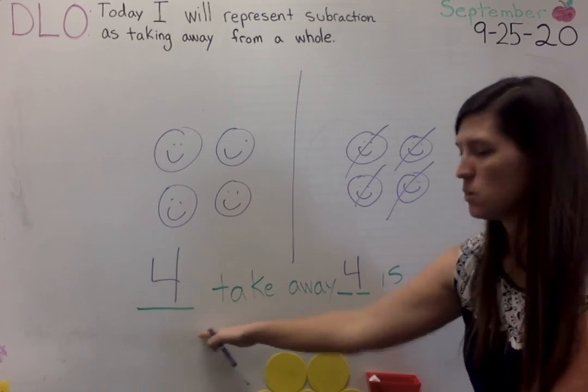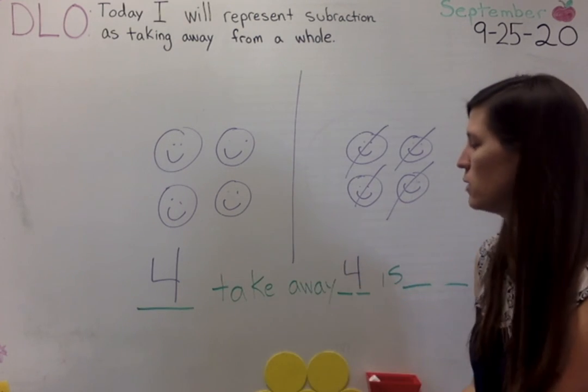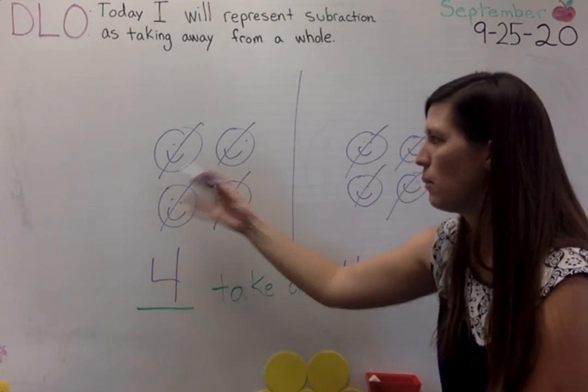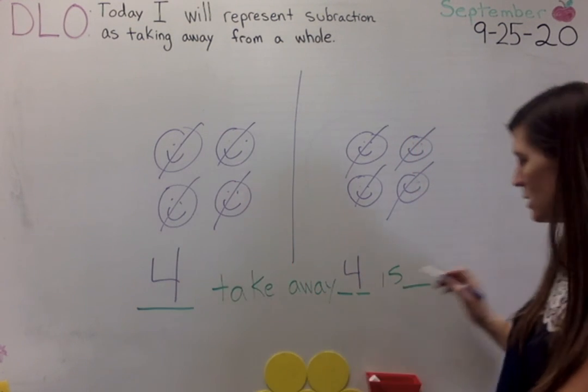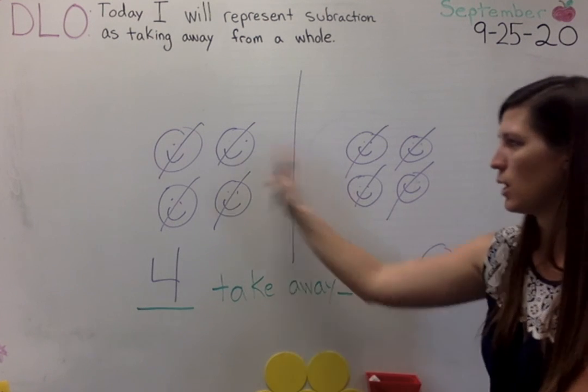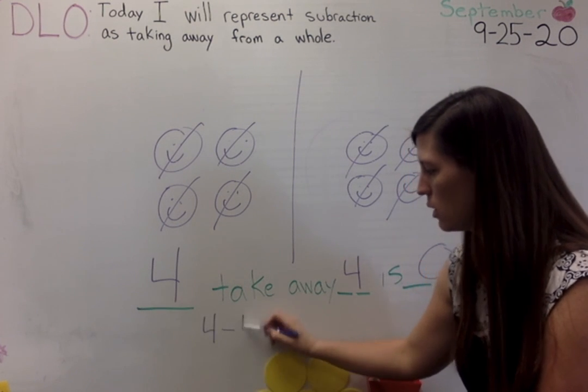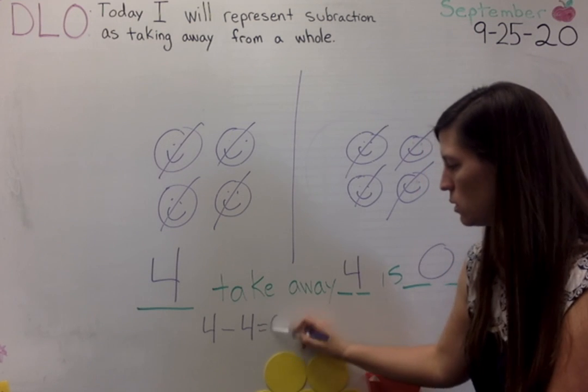Now, since it tells me to take away 4, I have to take away 4 on this side. 1, 2, 3, 4. How many are left? 0, because I crossed everything out. So if I were to write an equation, 4 minus 4 equals 0.